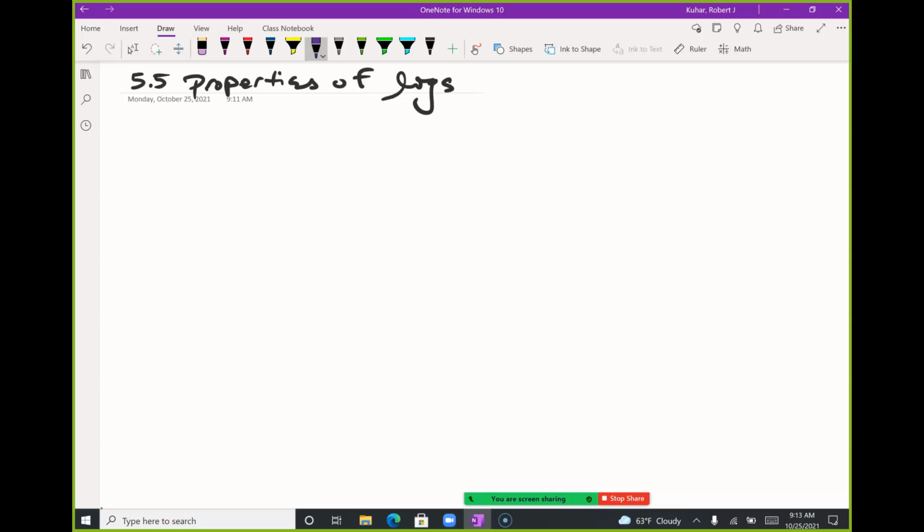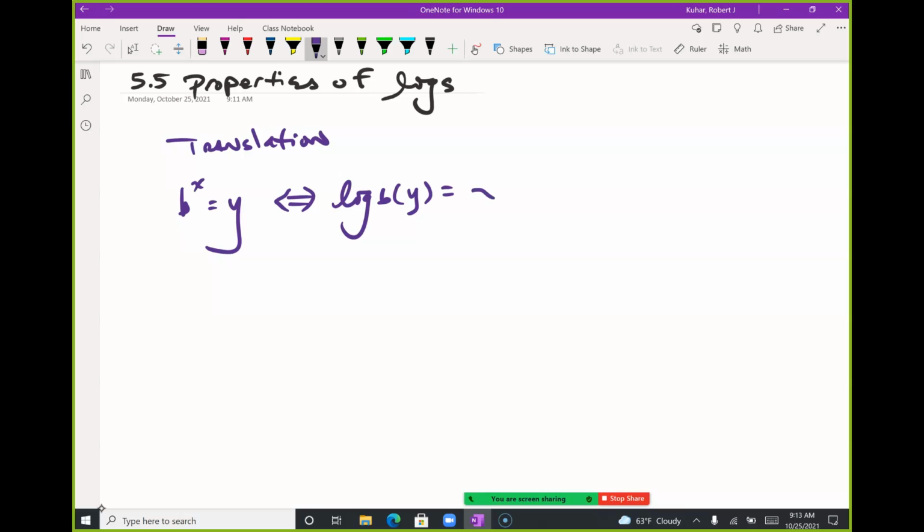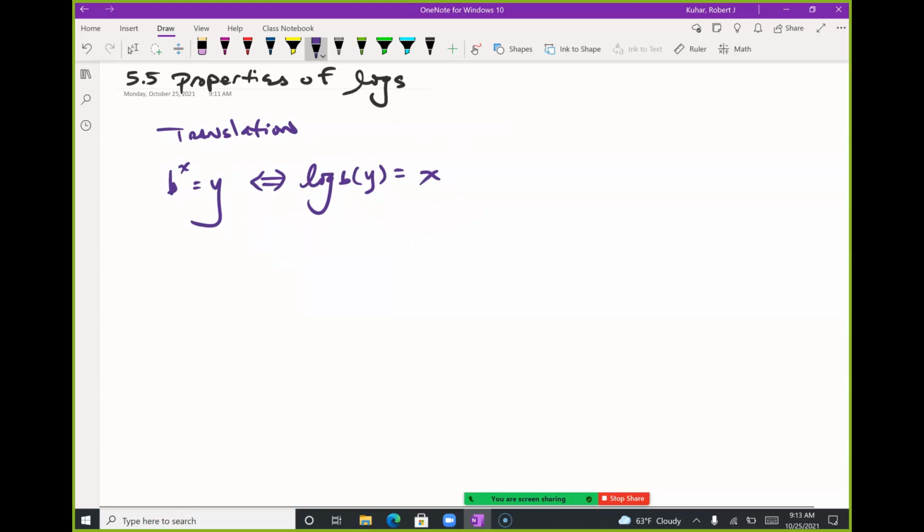So we had our translation that was first, and when in doubt, I'm going to use that translation. B to the x equals y is equivalent to log base B of y equals x. It's that first property. If I'm working with something that's a log and I can't quite figure it out, I can convert it.